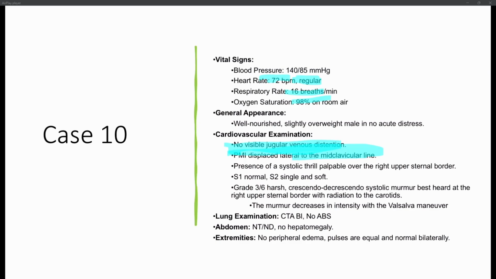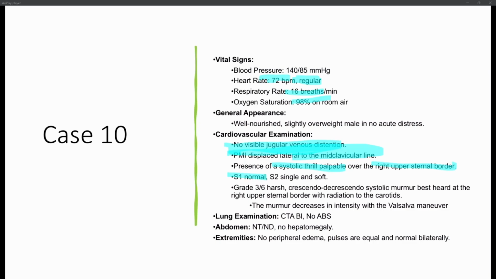Presence of a systolic thrill, palpable at the right upper sternal border. Systolic thrill. When you are feeling for thrills, what are you doing? You're putting your hand over the valvular areas and you're feeling for what? Vibrations. Thrills, they're little vibrations. What is that you're feeling for? Turbulent flow across the valve. And the more severe that valve damage is, the more likely you are to feel those thrills.